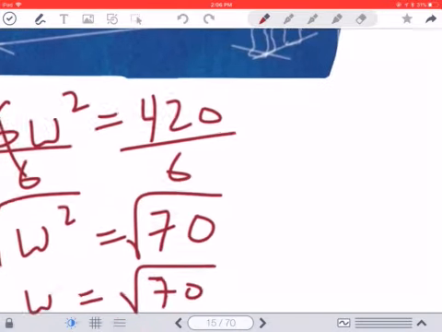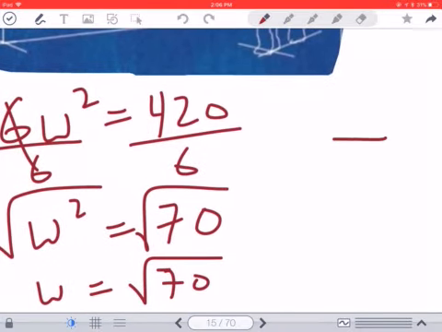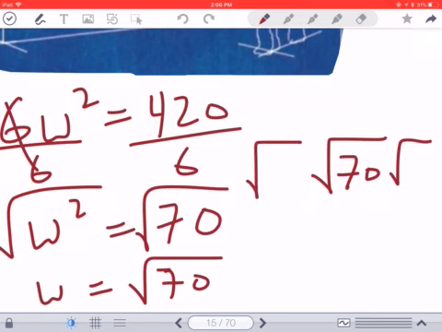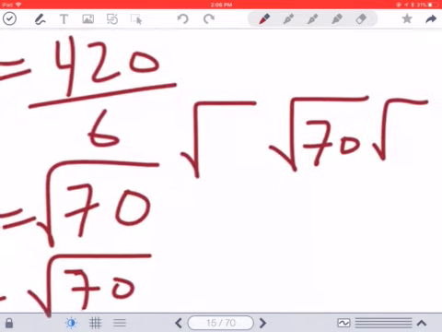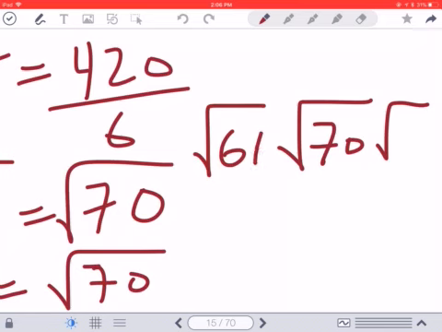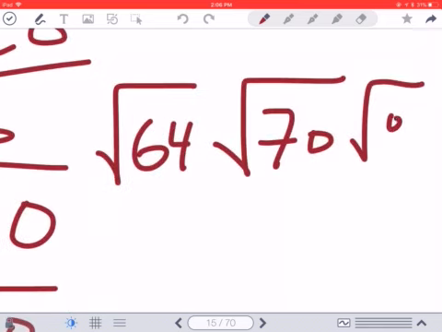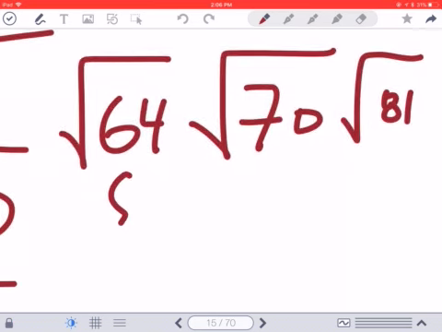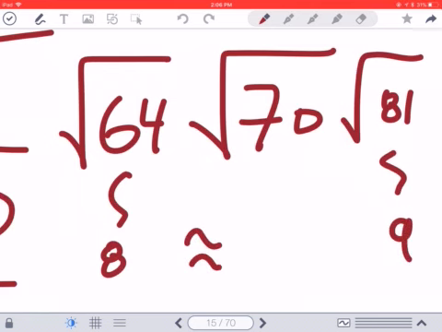And way back at the beginning of the year, we talked about how you could estimate square roots without a calculator. We can obviously type it in a calculator, but without a calculator, I could say that the two perfect squares nearest to 70 are 64 and 81. The square root of 64 is 8, and the square root of 81 is 9. So therefore, the square root of 70, I would do a squiggly line because it's approximately, is going to be somewhere in between. It's going to be 8 and something.